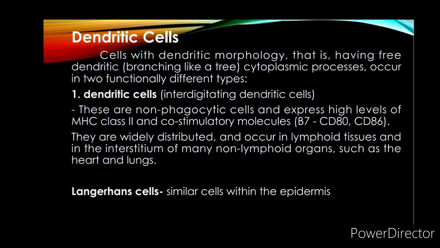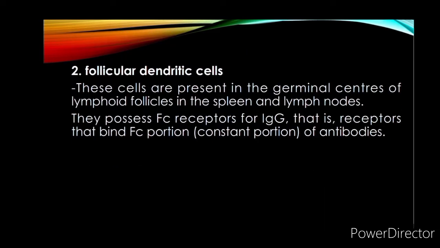Next is the follicular dendritic cells. So these cells are present in the germinal centers of lymphoid follicles in the spleen and lymph nodes. So they possess Fc receptors for the IgG, that is, receptors that bind Fc portion, or the constant portion of antibodies. Therefore, they effectively trap antigen bound to antibodies.